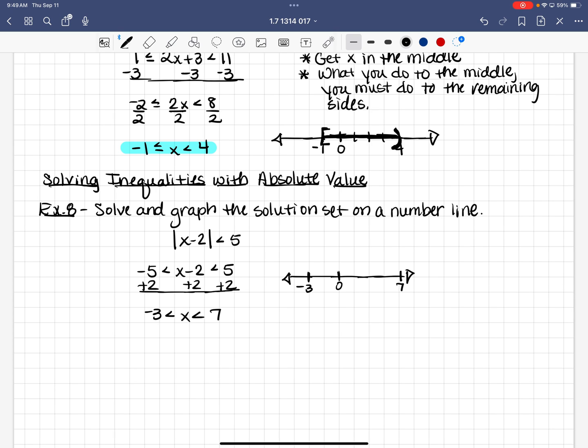On both of them, do I have open or closed? Open. And I'm going to shade in the middle because that x is in the middle. Okay.